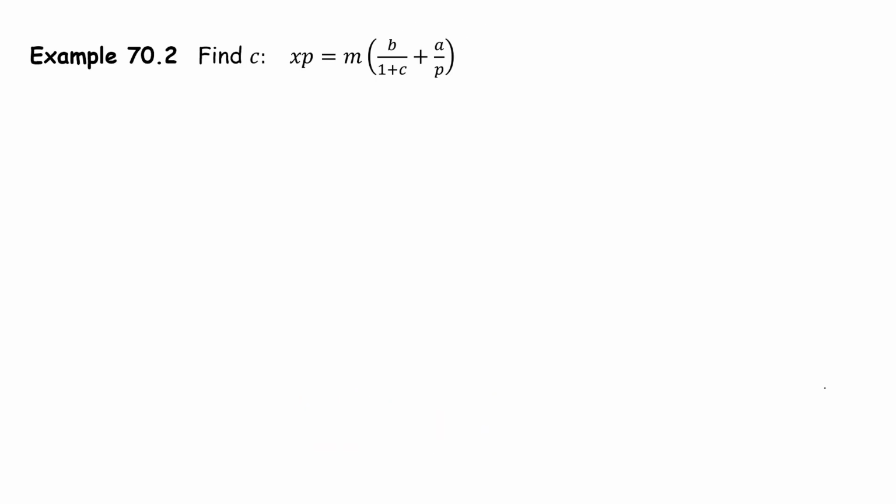Okay, here's another example. You have to use the distributive property before you do anything else. So we're going to distribute that m to all the things in the parentheses. So we'll have xp is equal to mb over 1 plus c plus am over p. And now we need to multiply the whole equation through by the common denominator. And the common denominator is p times 1 plus c. So multiplying everything by p times 1 plus c, that's going to make all of the fractions go away because all of those denominators are going to cancel.